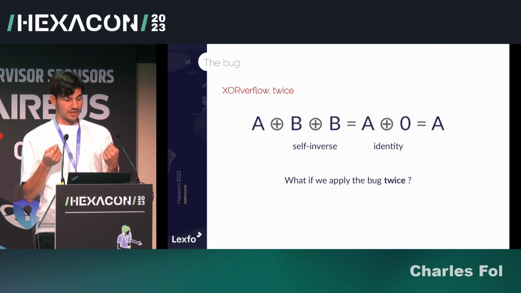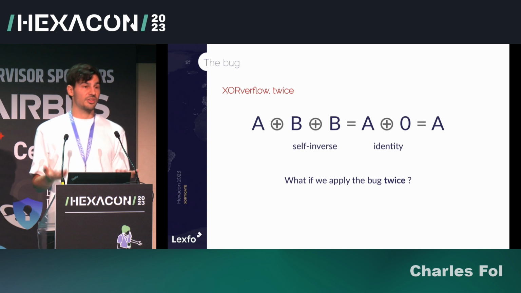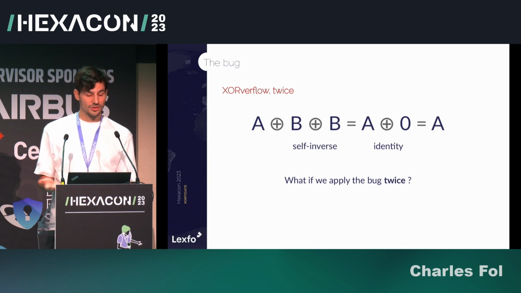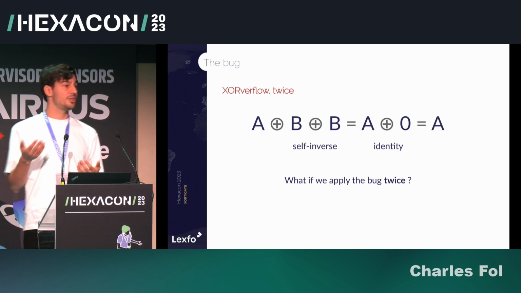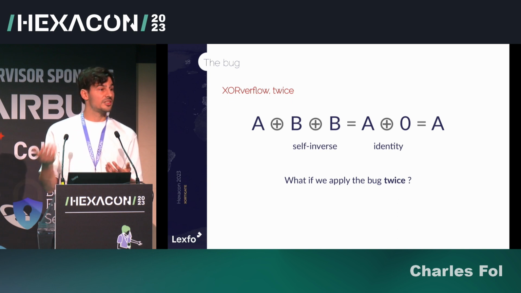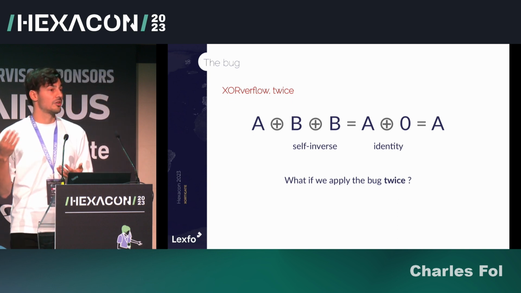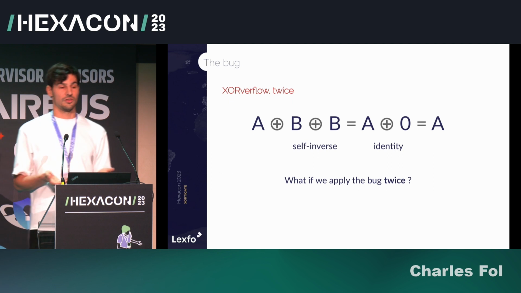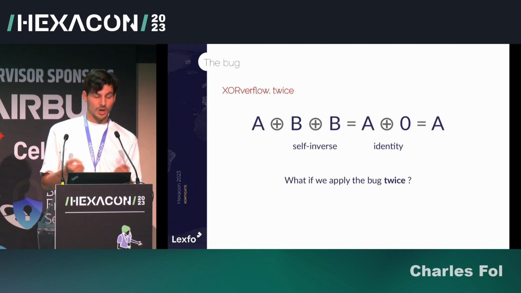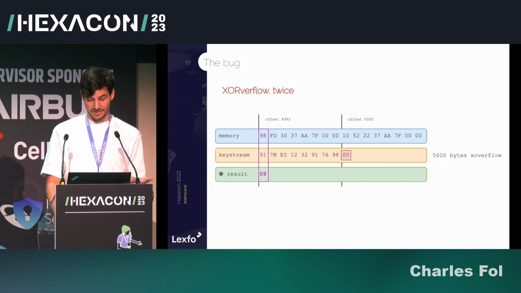However, the XOR operation has very nice properties, right? There's the self-inverse property, where if you XOR B with B, you get 0, and the identity, where anything XOR 0 is equal to the original value. So what happens if we apply the bug twice? Well, let's try doing it.